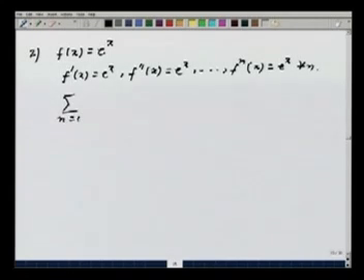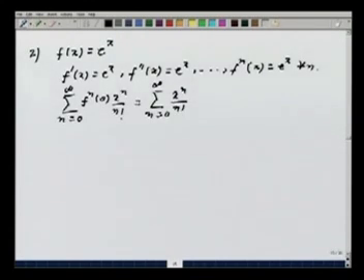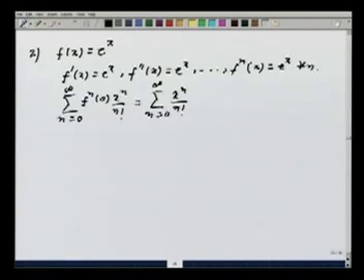Summation n from 0 to infinity, f^(n)(0) times x to the power n by factorial n. You can see from the previous calculations that f^(n)(0) is e to the power 0, which is 1. I get summation n from 0 to infinity x to the power n by factorial n. This power series we have encountered before. The radius of convergence of this power series we know is actually equal to infinity. So for every x it converges.